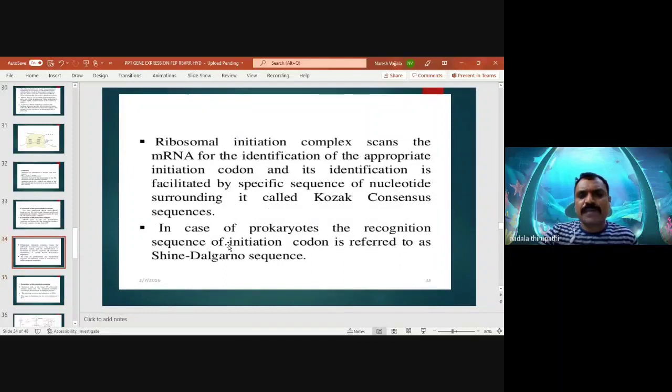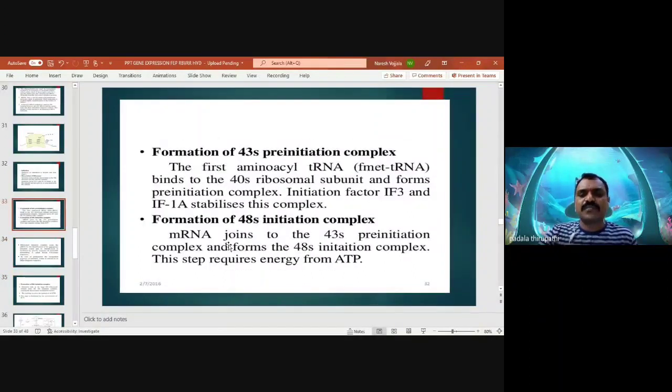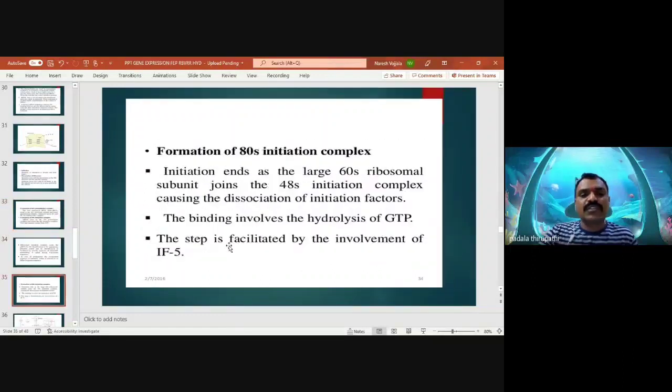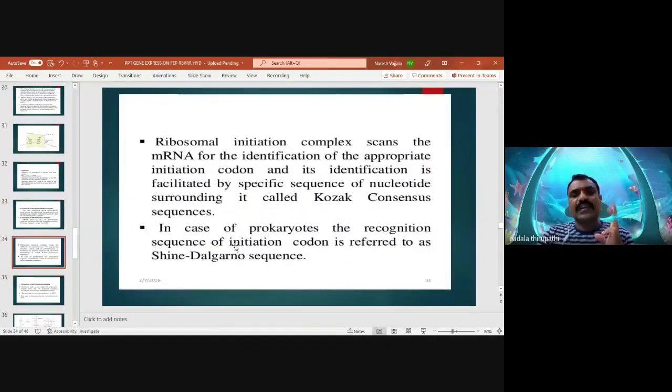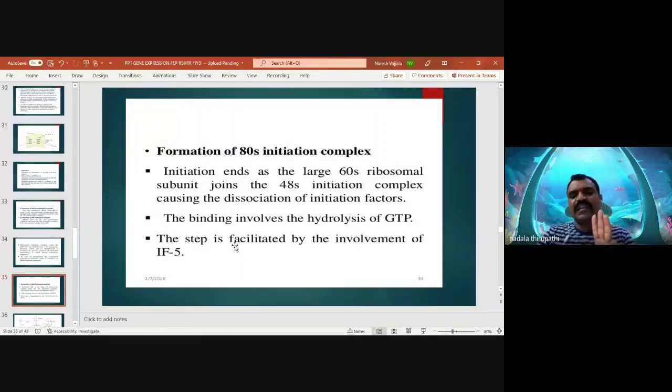So in the first step, two factors we observe, my dear friends, that is IF3 and IF1A. The fourth step is facilitated by IF5, initiation factor 5. So here three factors we remember, my dear friends: IF3, IF1A and IF5. These are the three factors involved in the initiation step.